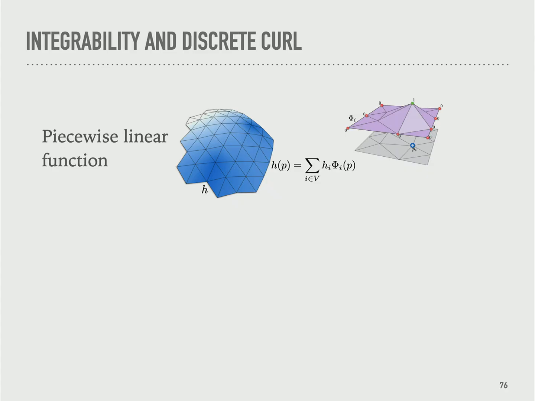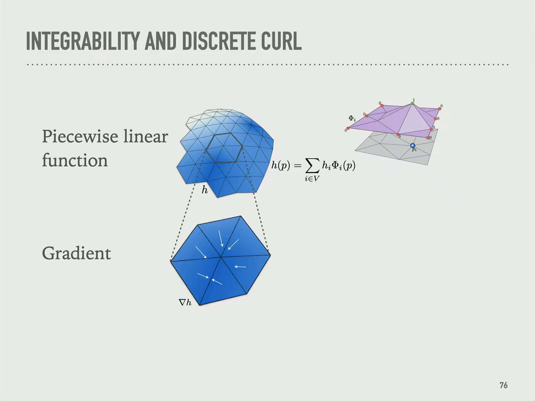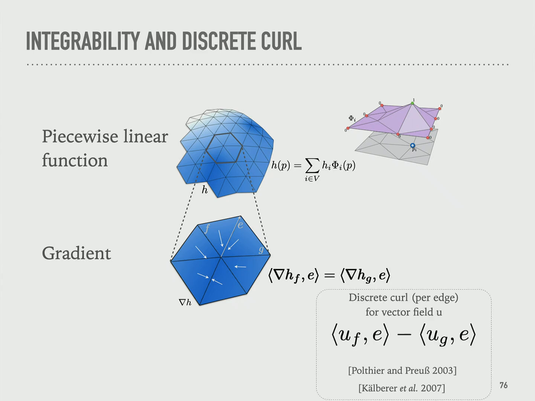Okay? But how do you discretely compute this quantity? So if you have any piecewise linear function, what happens to its gradient? Because the piecewise linear function agrees on the edge, it's just a linear function on this edge, the gradient vectors also agree on that edge. The dot product with the edge is exactly this difference on the edge, this differential. So discrete curl is basically this difference: how much the neighboring fields agree on the edge.